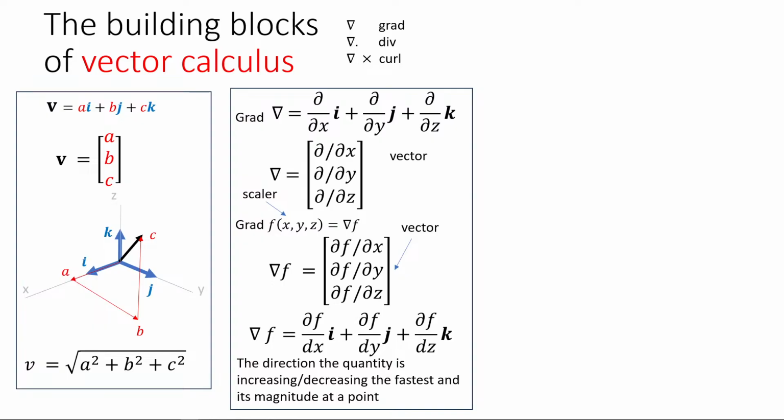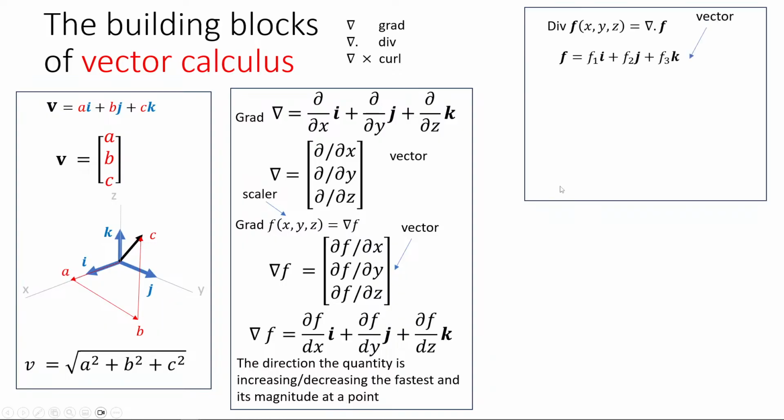You want to know the increase and decrease of your function so that you can find the fastest increase at a point and the magnitude of this function. The divergence is similar. We put this symbol here. This is not delta. This is called the Nabla operator, this inverted triangle. That's not delta.